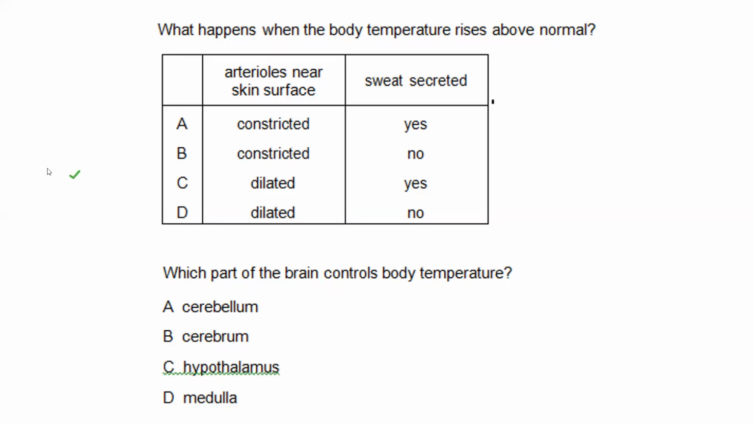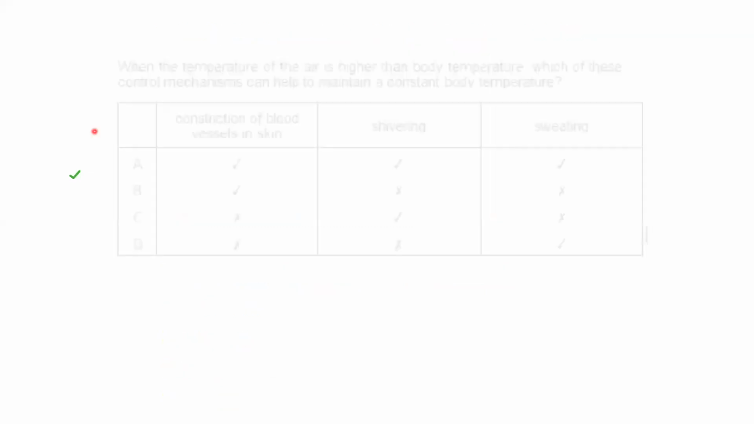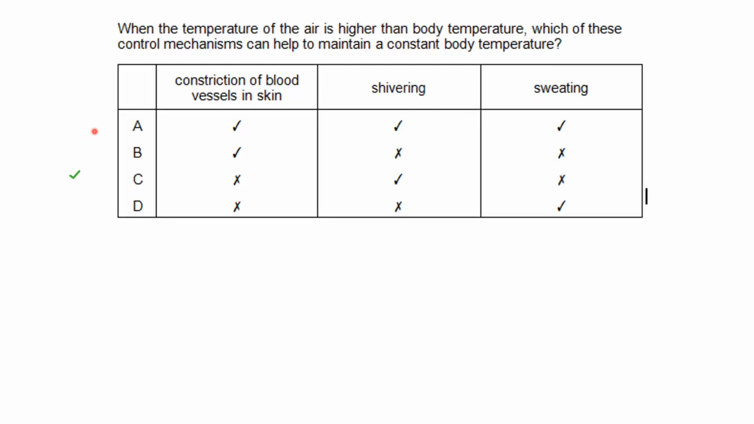Sorry, next is, when the temperature of the air is higher than the body temperature, which of these control mechanisms can help to maintain a constant body temperature?